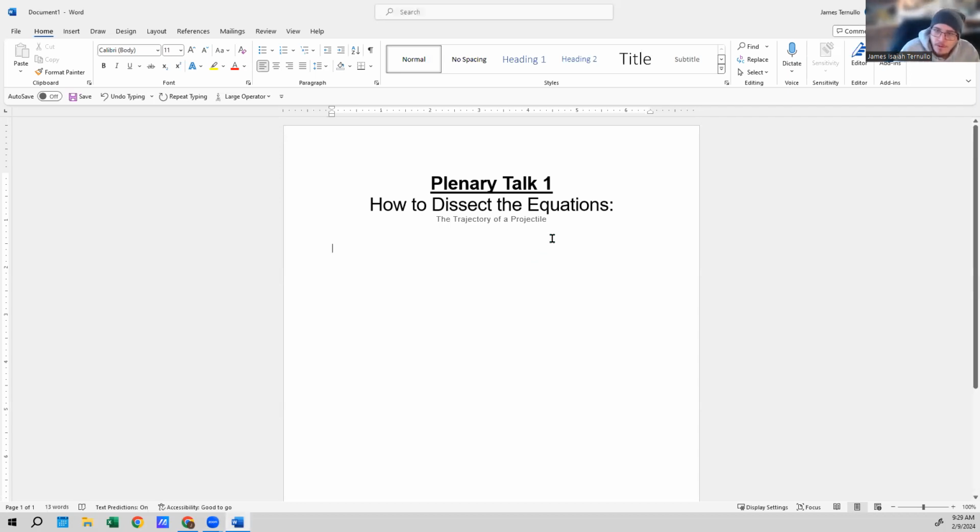All right, today we are going to have our first plenary talk. It's going to be a series of talks where I have a theme. In this particular case, it's going to be how to dissect equations. During these themes, I'm going to pick out, in this particular case, one equation, which is going to be the trajectory of a particle. And then I'm just going to show you guys how to dissect the equation.